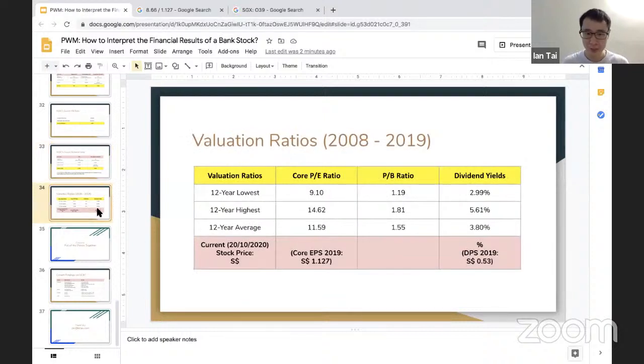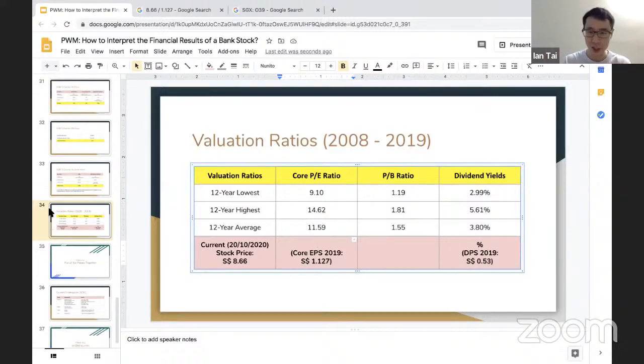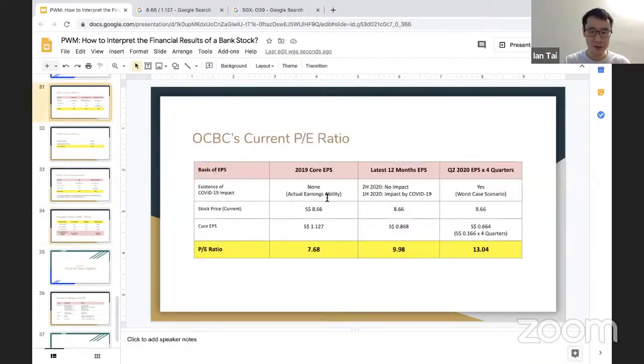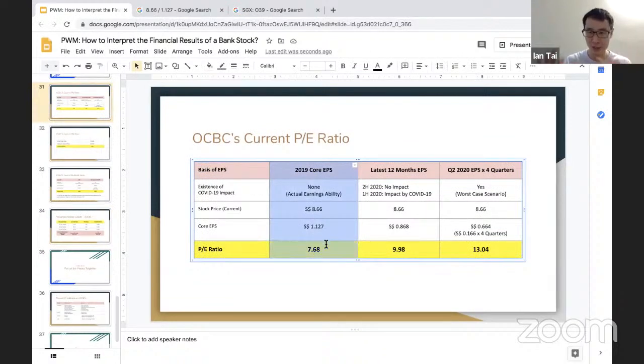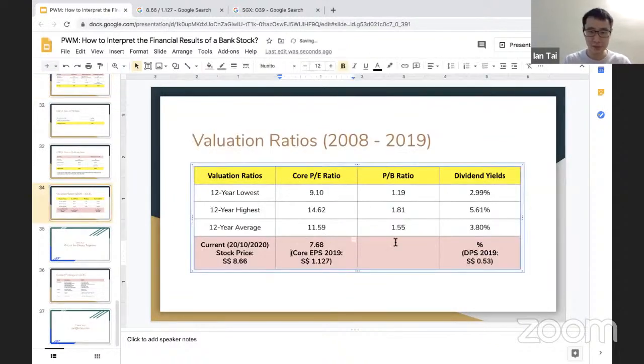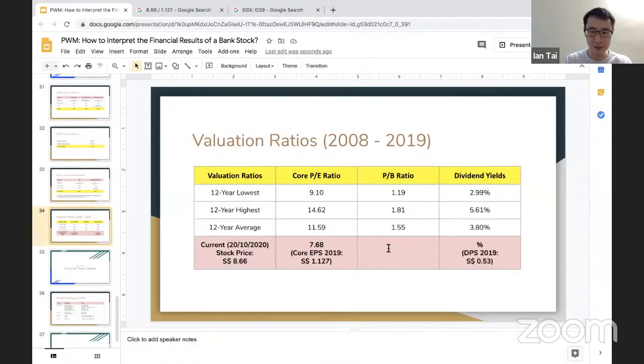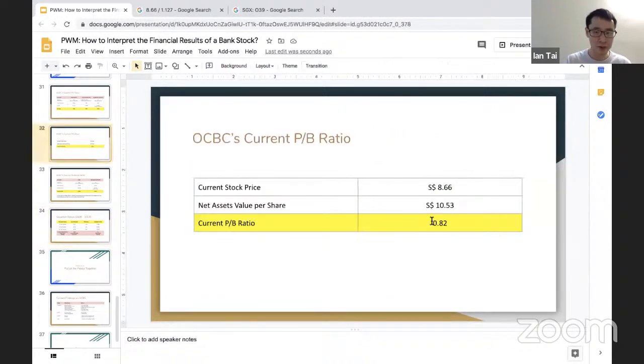But anyway, let's just put it into perspective. So let's say, for example, right now the stock price is 8.66. And let's say, for example, I'm just giving you an example. You can use your own judgment to judge this. So let's say you are the type of people who says, okay, I'm going to assess it not based on COVID-19, because it's not to say COVID-19 will be there forever. It's the actual earnings ability that I'm looking at. So therefore, you're looking at a PE ratio of 6.78. Of course, if you're choosing this and this, you can take these figures of 9.98 or 13.04 and just put it here, all right, and do your own assessment. PB ratio is pretty straightforward, it is 0.82.